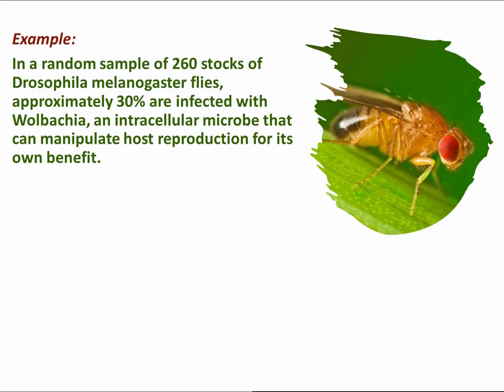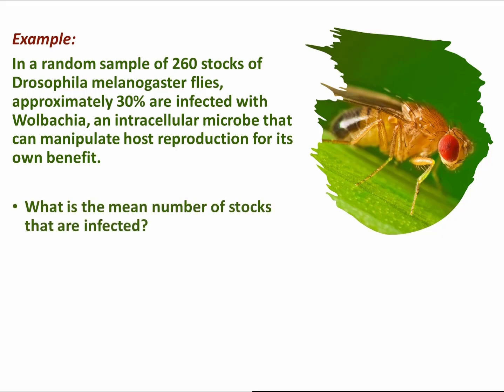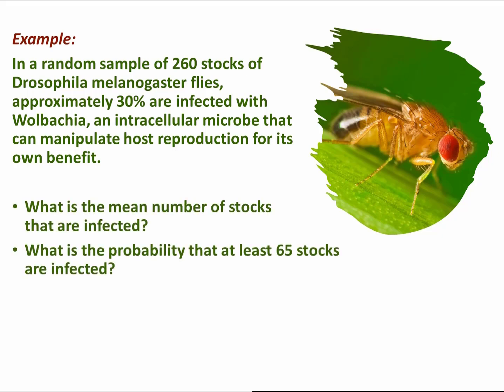Let's consider another example. It might be useful for you to try this one on your own in R. Then continue the video when you're done to see if you got it correct. In a random sample of 260 stocks of Drosophila melanogaster flies, approximately 30% are infected with Wolbachia, an intercellular microbe that can manipulate host reproduction for its own benefit. What is the mean number of stocks that are infected? What is the probability that at least 65 stocks are infected?